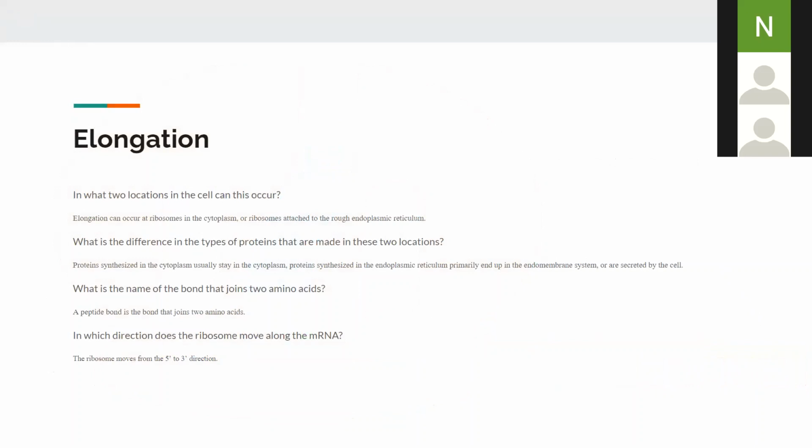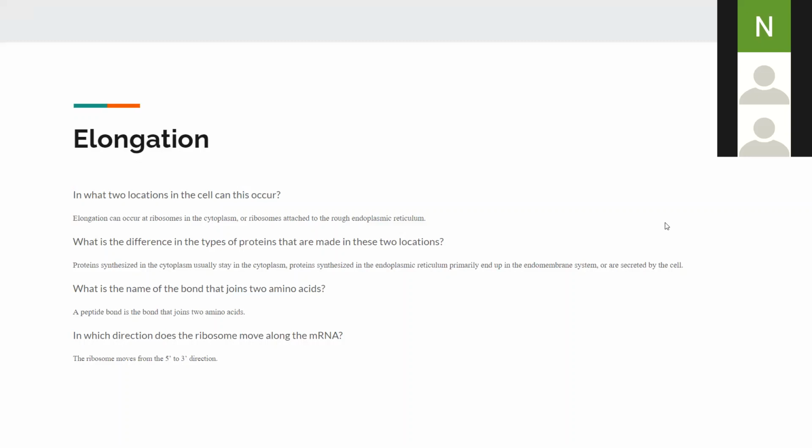Elongation occurs in ribosomes floating in the cytoplasm or ribosomes attached to the rough endoplasmic reticulum. The main difference between the proteins formed is that those formed in the cytoplasm usually stay and function in the cytoplasm, and those formed in the endoplasmic reticulum are usually part of the endomembrane system or are excreted from the cell, like hormones. A ribosome, after it's assembled, reads from the 5' to 3' direction.